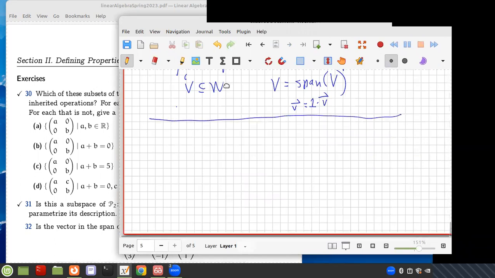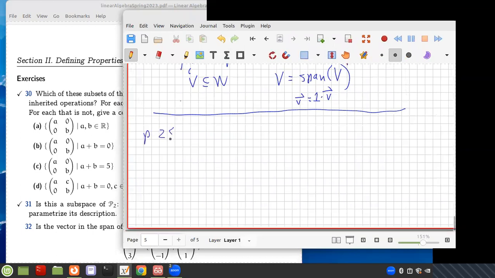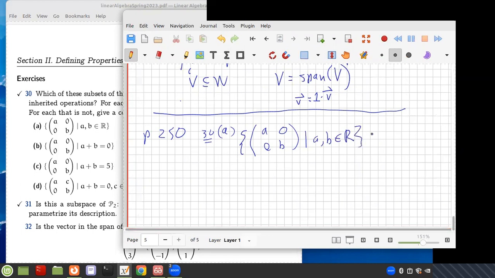Look at page 250, and problem 30A, where you're given the set of matrices with rows A, 0 and 0, B, such that A and B are members of R. Let's give this a name, call this set W. It's a subset because it's not all the 2 by 2 matrices; for one thing, you just have zeros there. So the question is, is this a subspace?